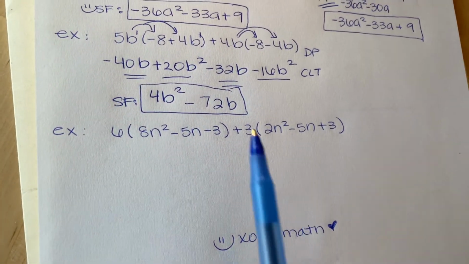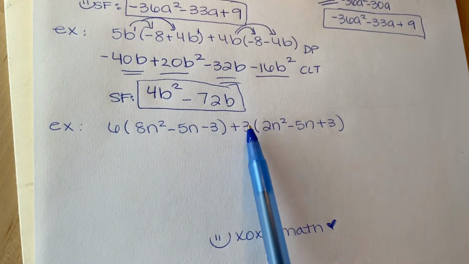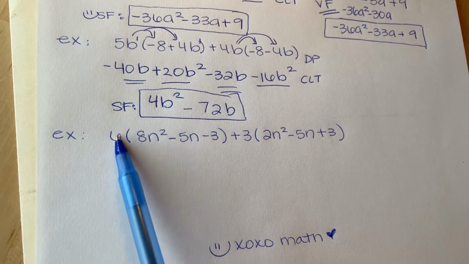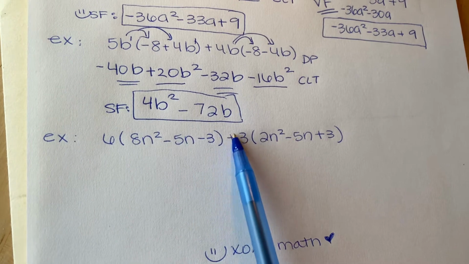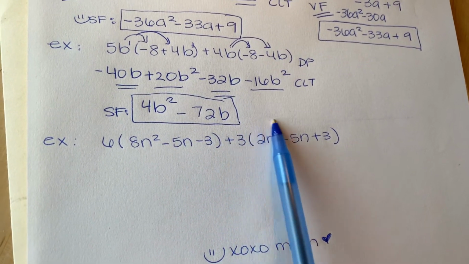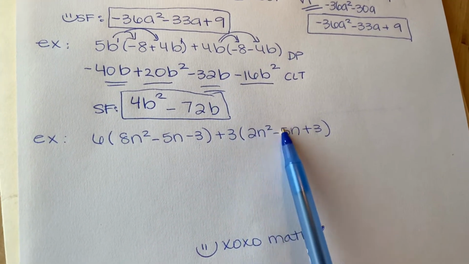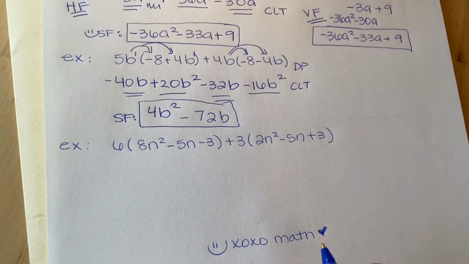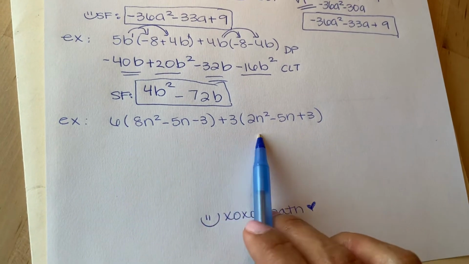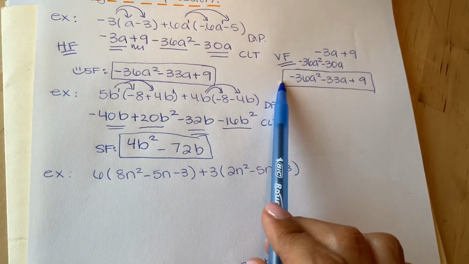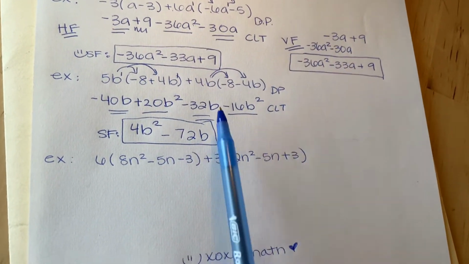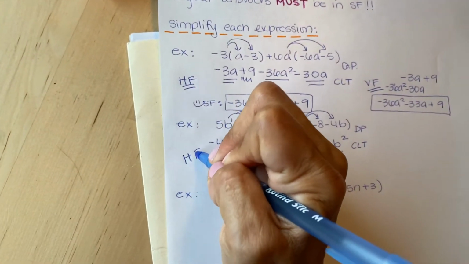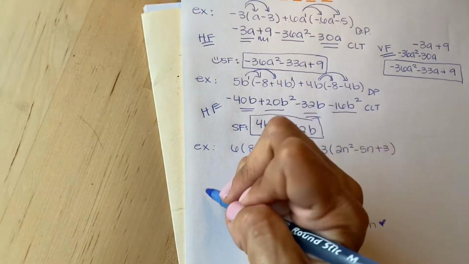Okay, so now you have a mono times a trinomial. So now we're going to multiply 6 times each term. I'll do this one in vertical format. Here I did horizontal and vertical, here I just did horizontal format. So here I'll do vertical format, okay?